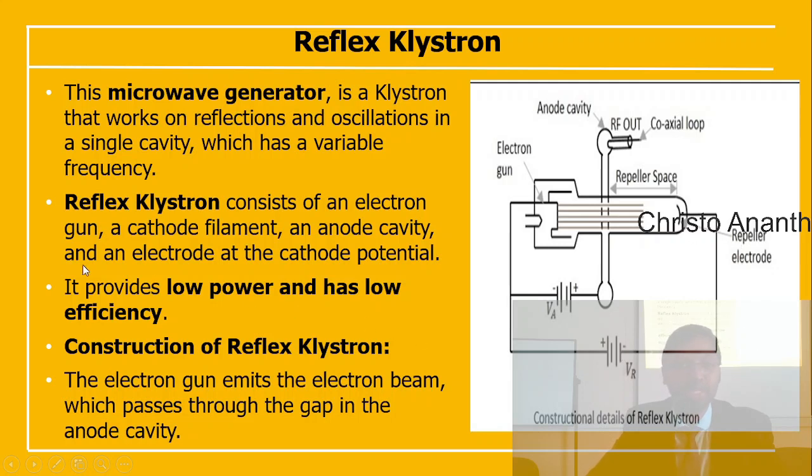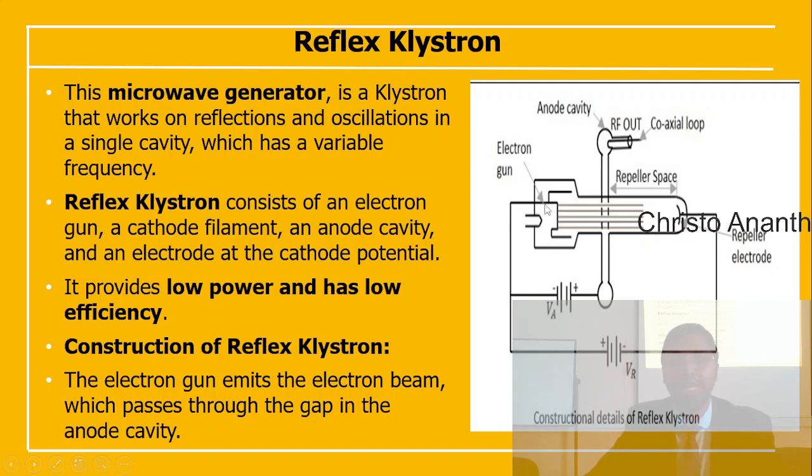Generally a reflex klystron will have the electron gun. Then we have this cathode filament. Then we have the anode cavity, and the electrode at the cathode potential. That will provide low power and of course it will have very low efficiency. So we'll go for the construction details.